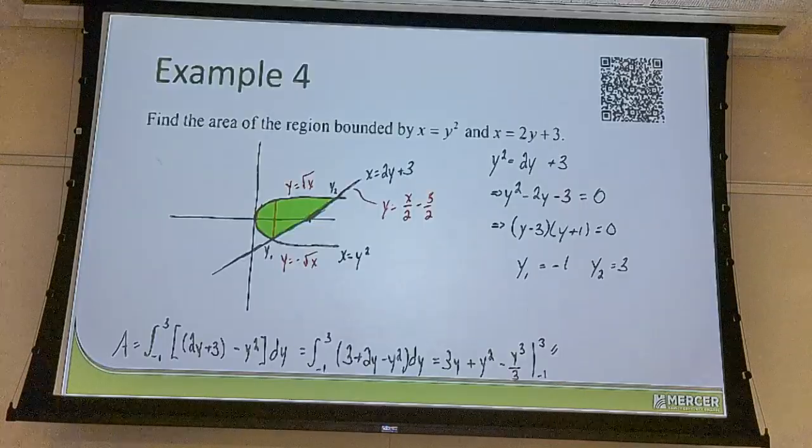Running out of room, so let's start to arch upwards. 3 minus negative 1 is 4, times 3, it's 12. 3 squared is 9, negative 1 squared is 1, so 9 minus 1. 3 cubed is 27, negative 1 cubed is negative 1. 27 minus negative 1, times a third.